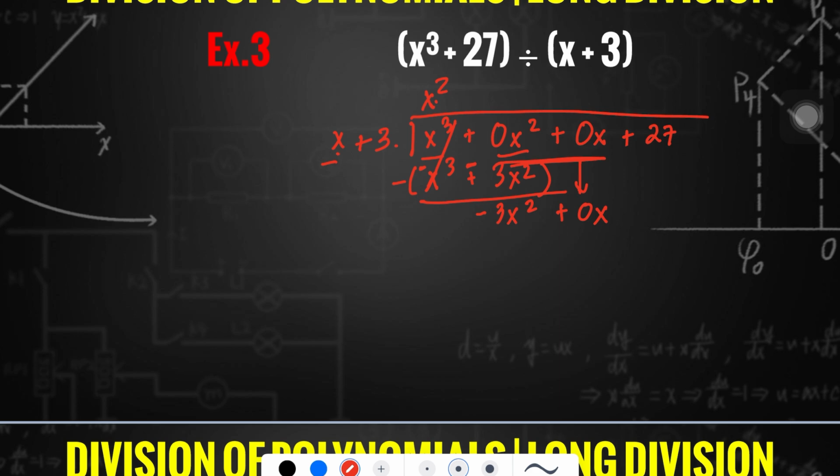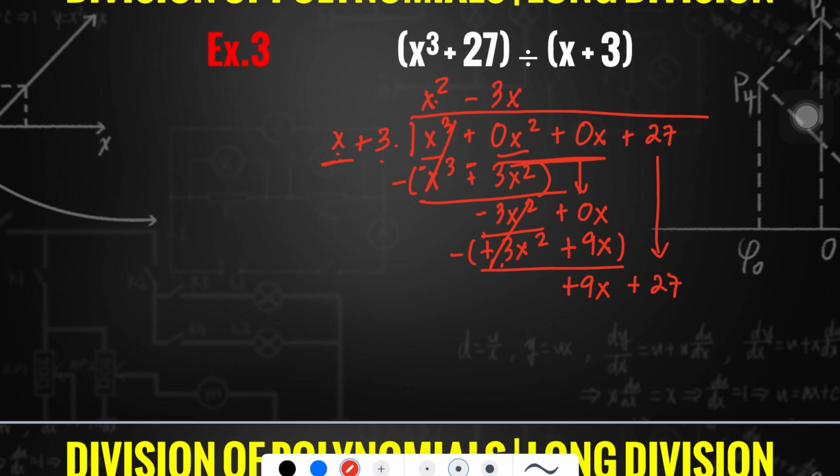Again, divide the first term of your dividend by the first term of your divisor. Negative 3x squared divided by x, that's negative 3x. Multiply negative 3x times x, that's negative 3x squared. And then negative 3x times positive 3, that's negative 9x. And then subtract them. I'll change the sign from negative to positive, negative to positive. Negative 3x squared plus 3x squared, 0 or cancel. And then 0x plus 9x, that's positive 9x. And then I'll bring down 27.